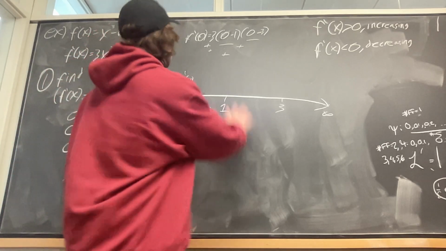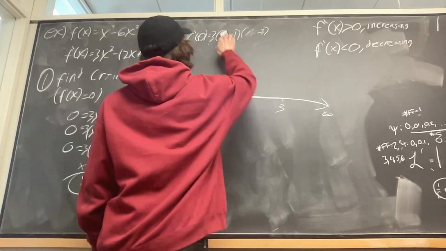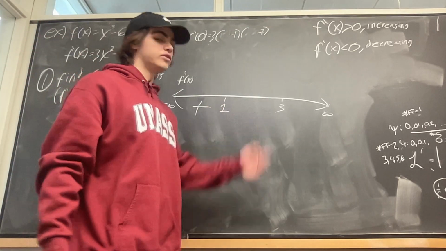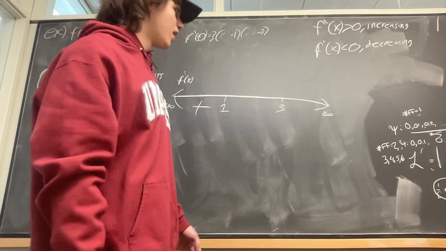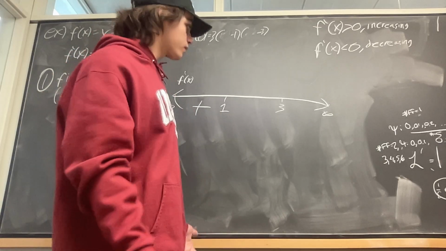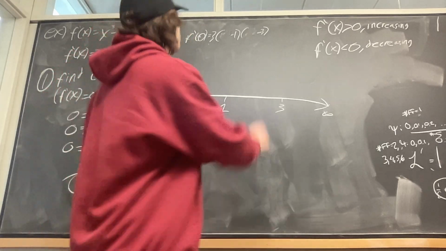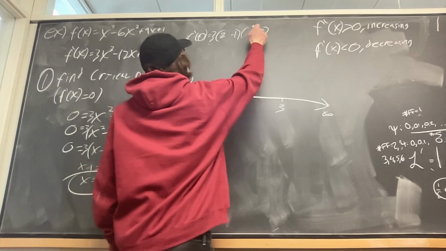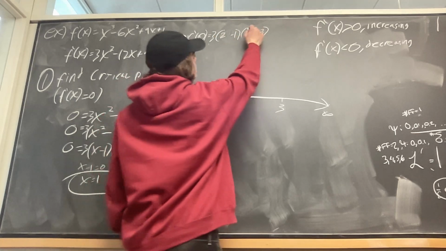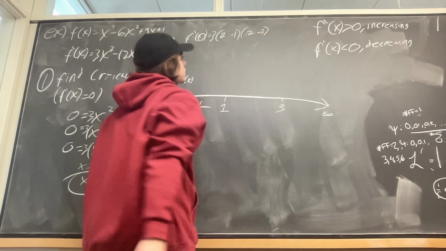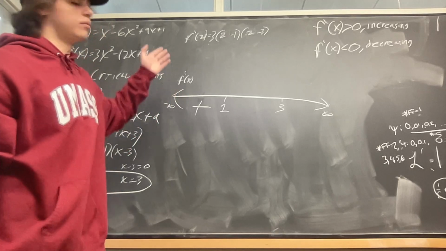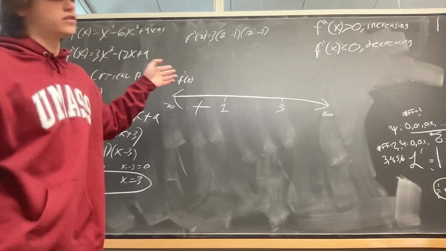Now let's pick another one. All right, so for our next interval, it's 1 to 3. So we're just going to pick any point between 1 and 3. I'm going to choose 2 because I just don't feel like dealing with decimals. So 3 times 2 minus 1 times 2 minus 3. We don't need to know the actual magnitude of f prime of 2. We just need to know the sign of it.